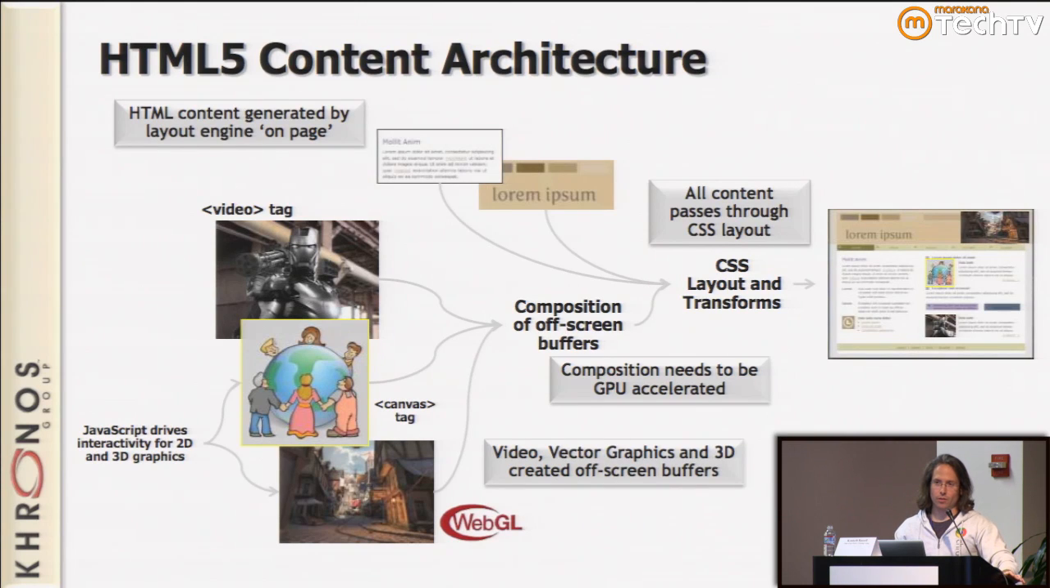Now, the web browser works completely differently. I mean, it's got its own composition architecture. So basically, the web page engine takes the HTML content that's on the page and makes a kind of bitmap of it. Okay, it renders it into some picture. You may have video elements. You may have the canvas tag containing either 2D or 3D content via WebGL.